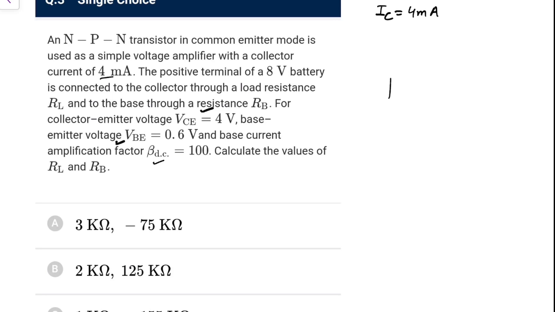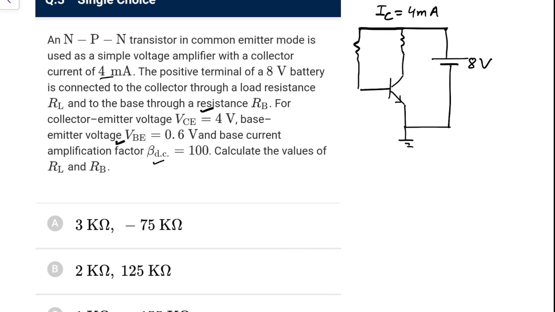So this is NPN, so we can draw it like this. With the help of RL, it is connected to the collector by this voltage. You can say this is an 8 volt battery here, and this would be the grounded one which we usually show. And to the base, it is connected with the help of this RB, this battery. So it would be something like this. This is RB and this is RL. Okay, so this is what we are given.